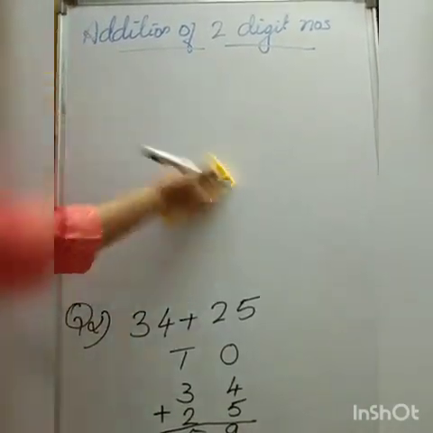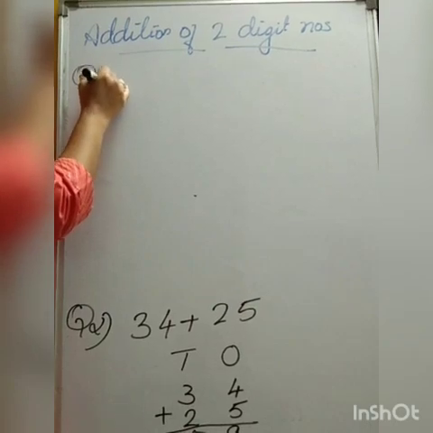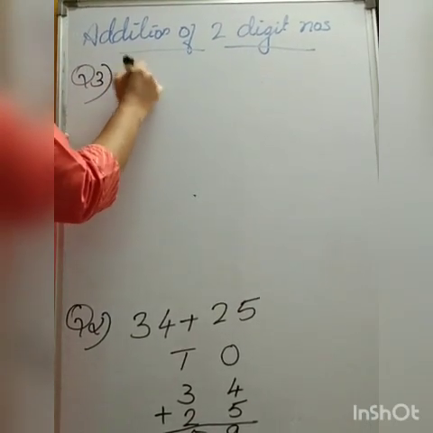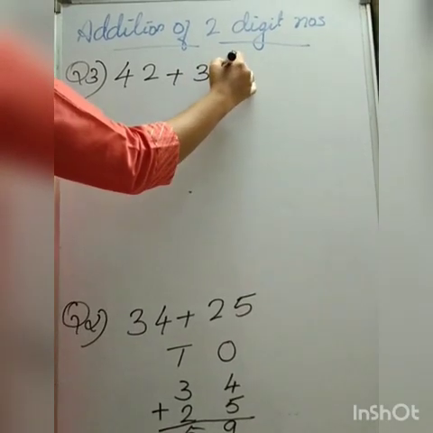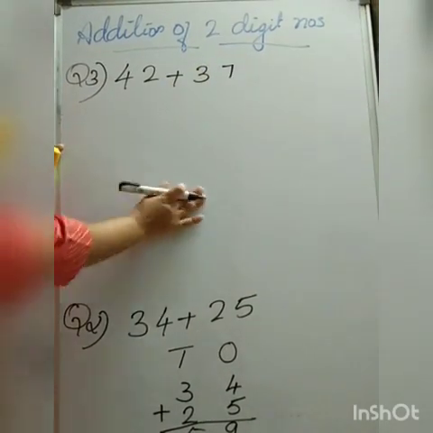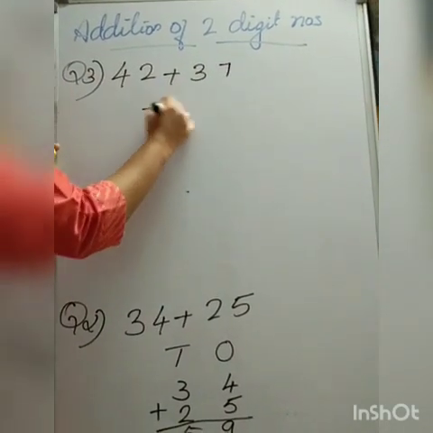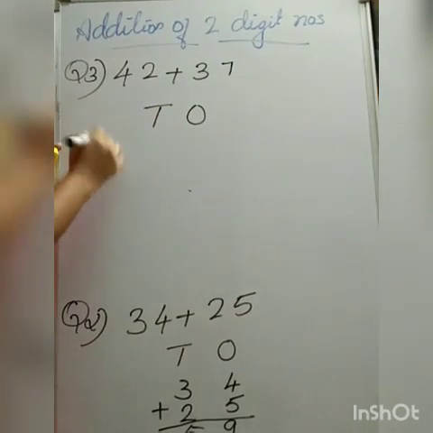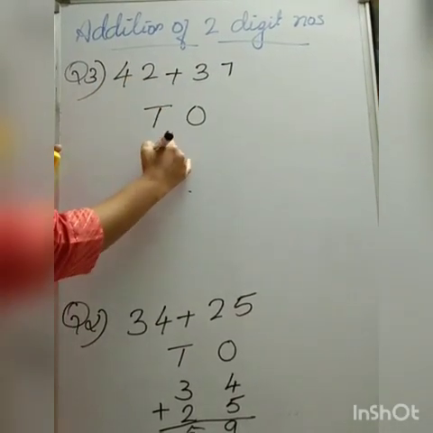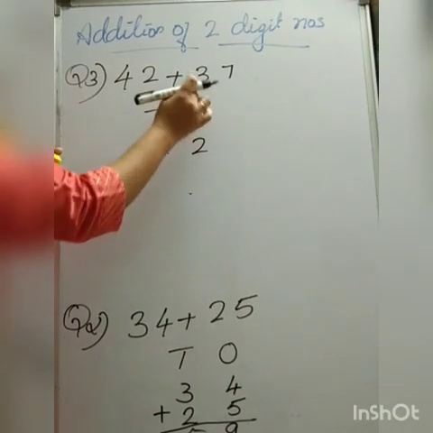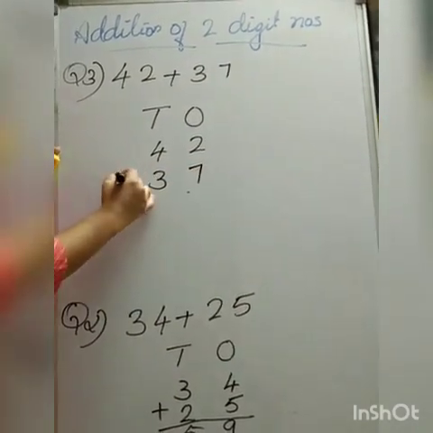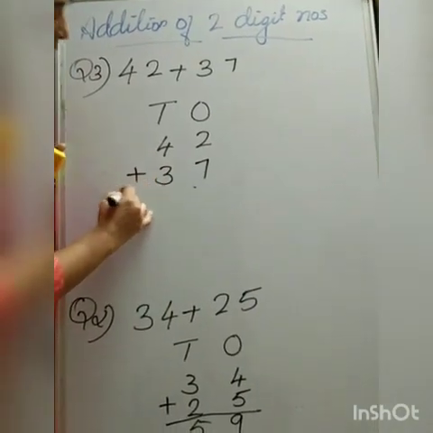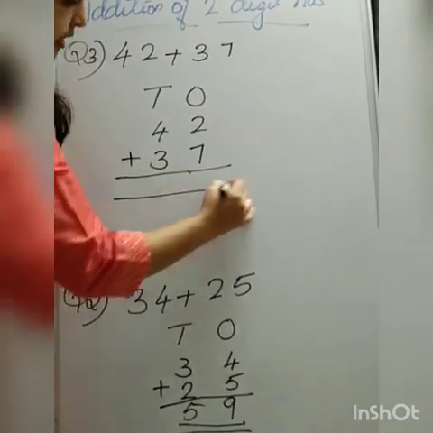Now one more example. Question number 3. 42 plus 37. Write T O. What is the first number? 4, 2. Second number 3, 7. Put the plus symbol. Let's start addition.